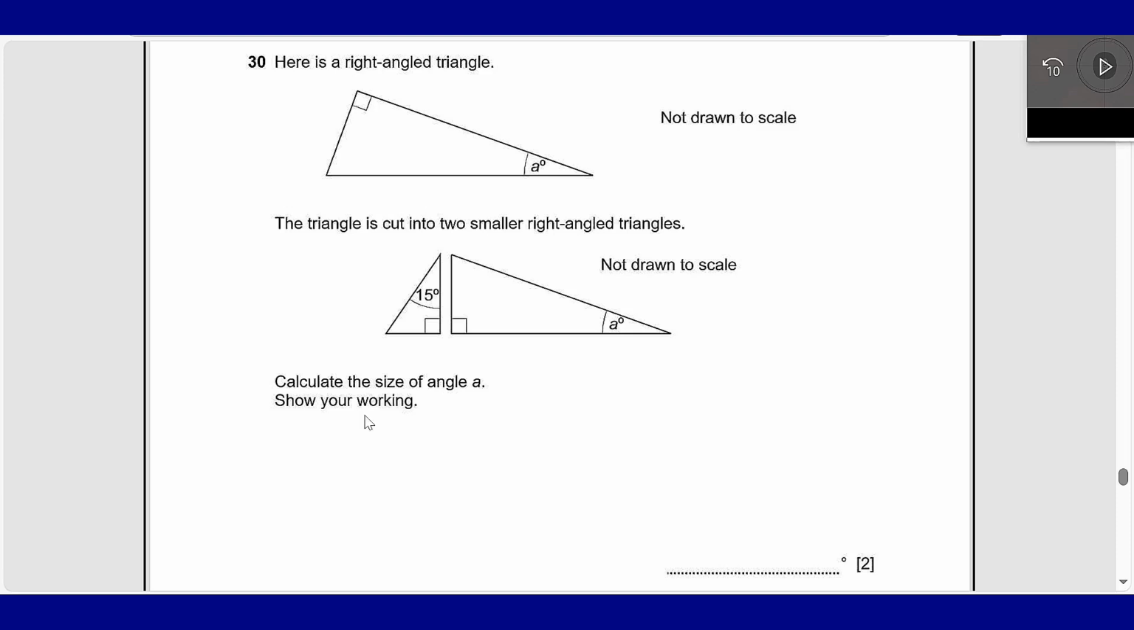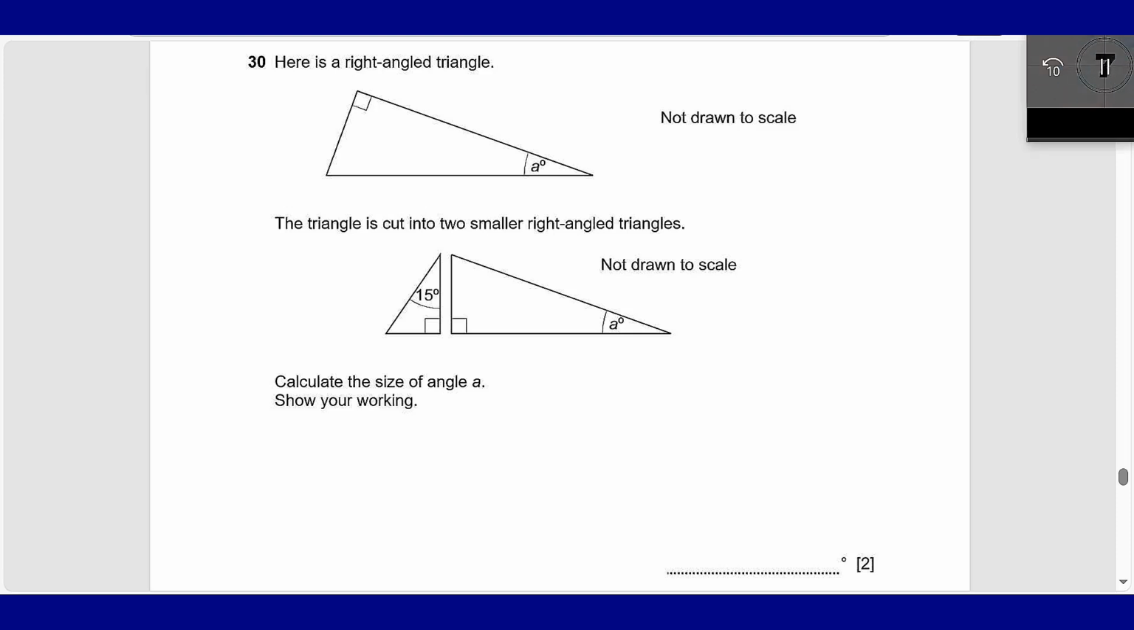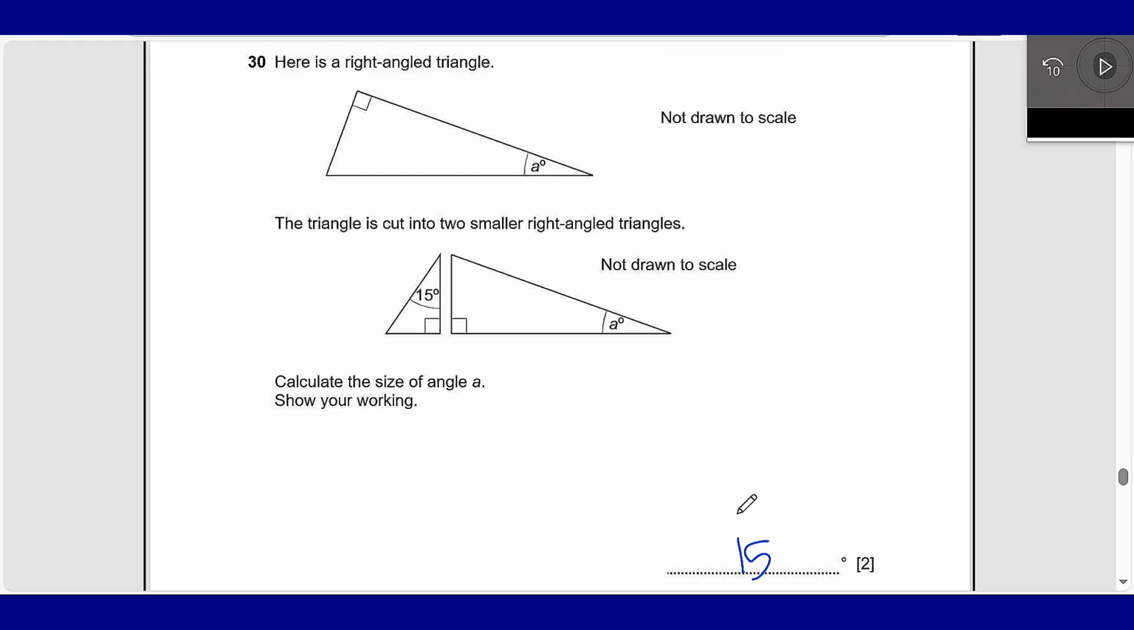So you're working. Alright guys, okay, are you done? If you may need some more time, pause this video. Let's reveal the answer. So the answer for this will be 15 guys. So how do you get 15? So it's easy. The sum of angles of a triangle is 180.